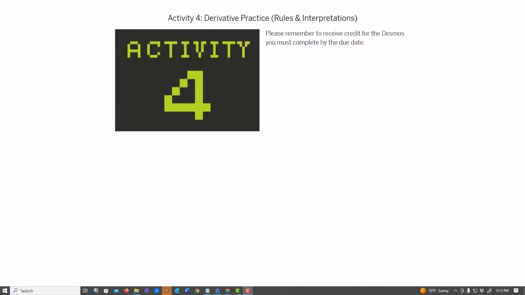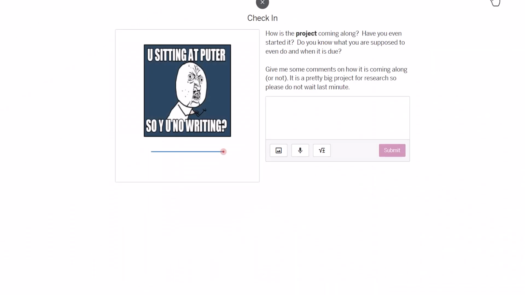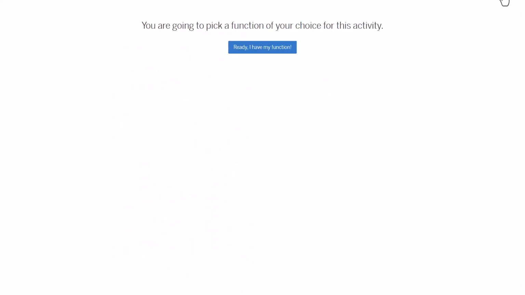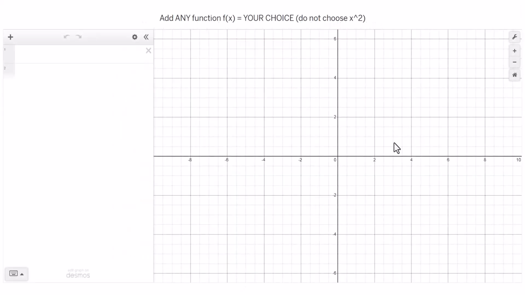Here's a little preview and walkthrough of Activity 4. The first thing is to be sure you know Project Milestone 1 is open, and you need to watch the Adobe Express video so you know how to set up your web page, and let me know how that's coming along. This is going to jump now to shortcuts.